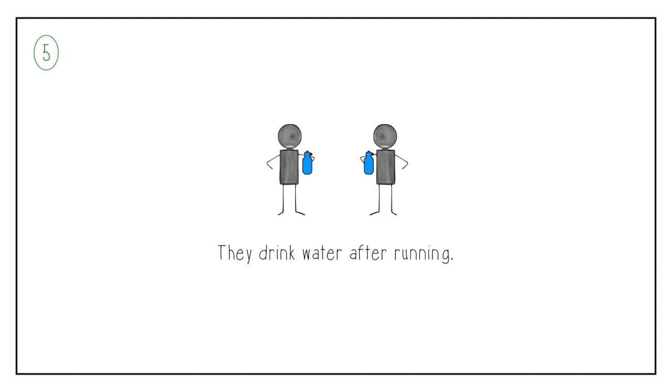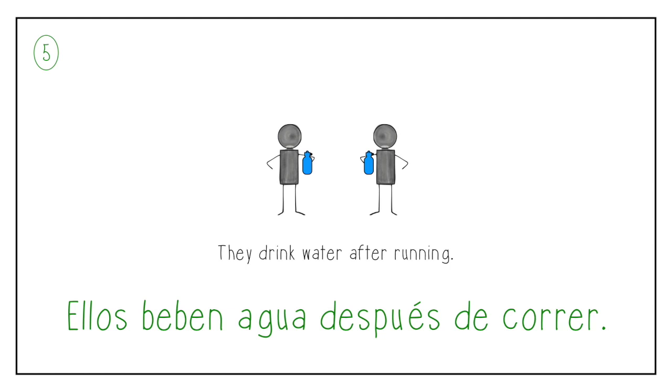Our fifth and last example sentence is they drank water after running. They is third person plural, so the verb should end in en. So the translation is ellos beben agua después de correr.